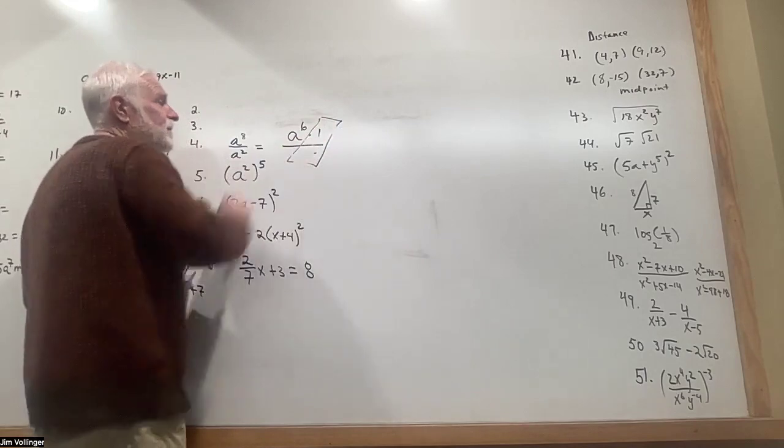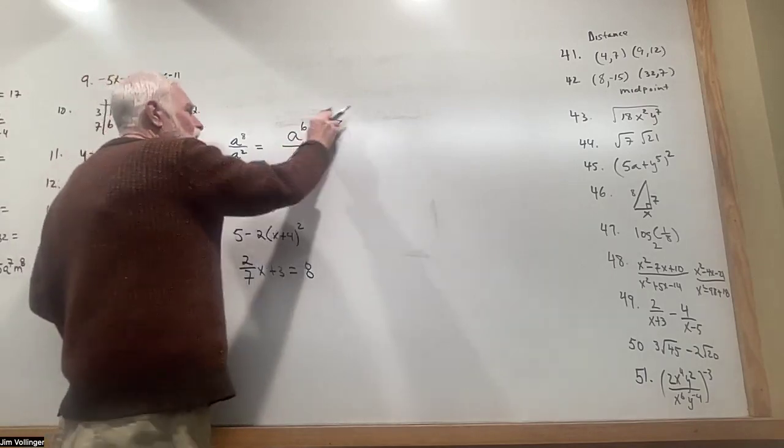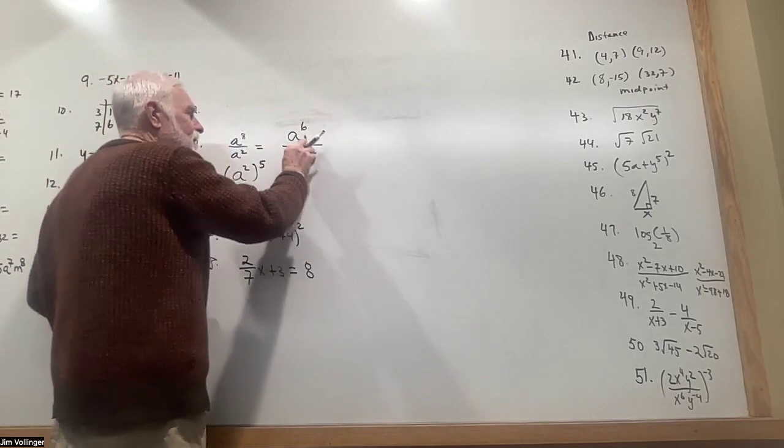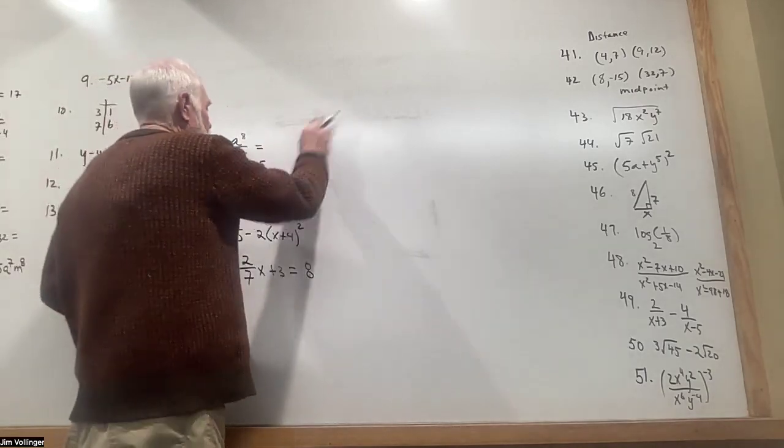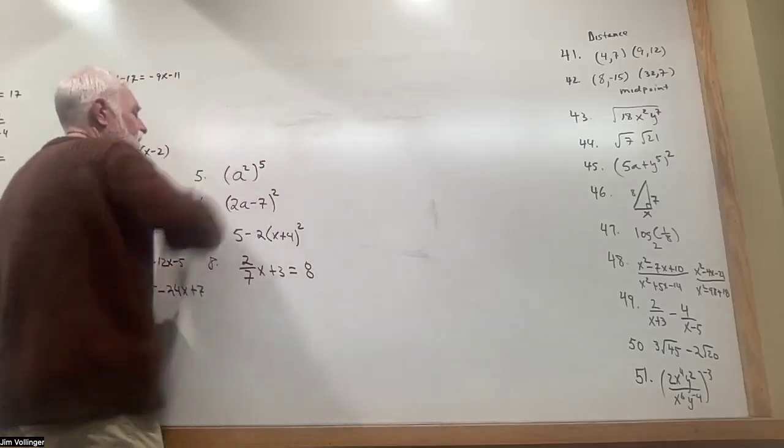And 1 times a to the 6, the 1 does disappear. We don't need to write times 1. But sometimes that 1 doesn't disappear. Okay, so that's that one. Now I can write above it.